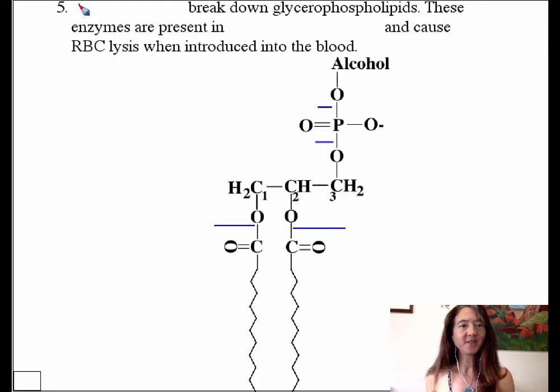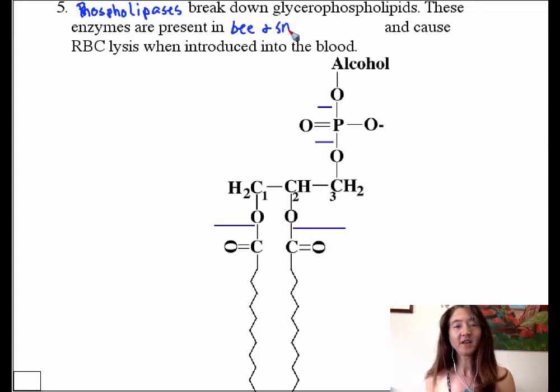As we turn our attention to the phospholipases, we will make a tribute to those of you who love snakes. So the phospholipases break down glycerol phospholipids. These are present in bee and snake venom. We've talked a little bit about components of snake venom so far this semester. But this is a whole new enzyme. This is an enzyme that actually cleaves at the ester linkage of carbon number 2 called phospholipase A2.